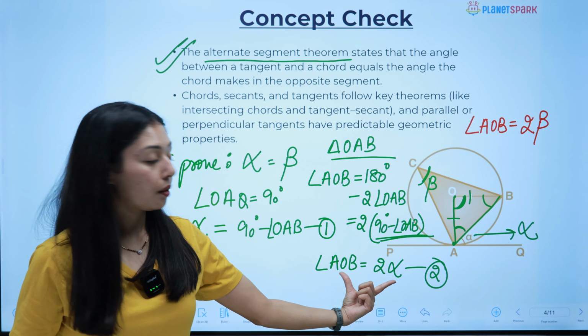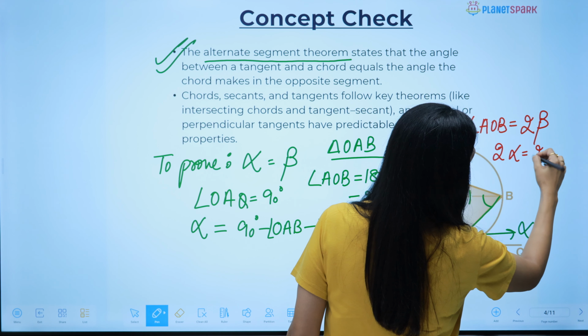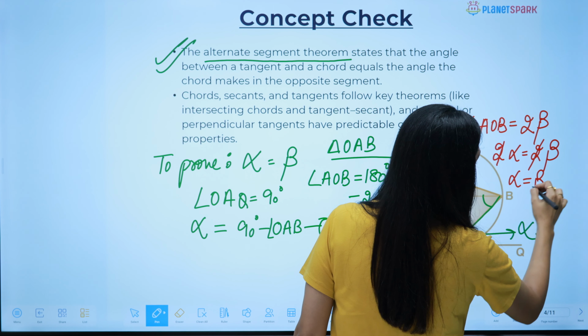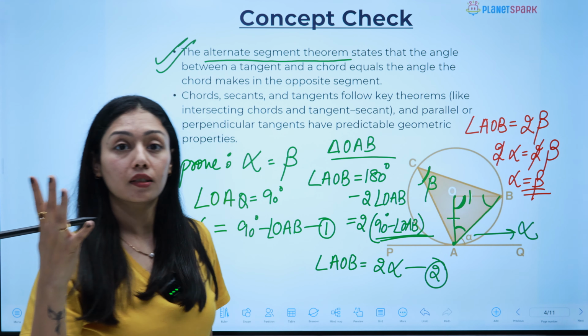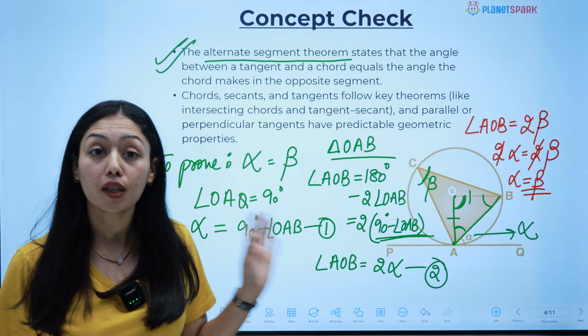Angle AOB, what do we have? 2 times alpha. So 2 times alpha is equal to 2 times beta. That means what? Alpha is equal to beta. Hence proved. Right? See how easy it was. We just used what we already knew there.